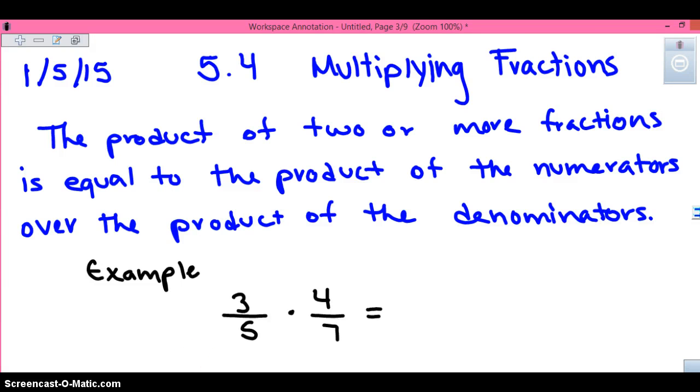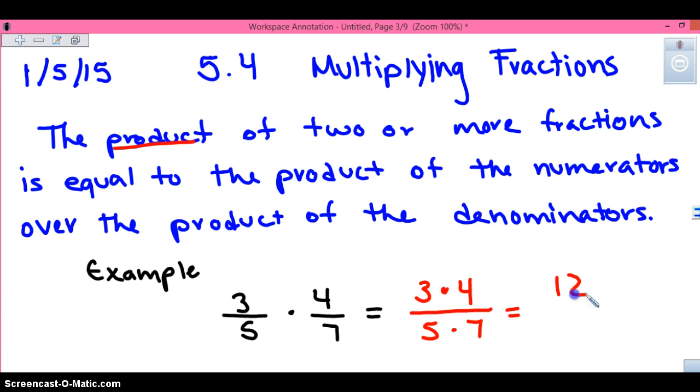Today we're talking about multiplying fractions. The product of two or more fractions is equal to the product of the numerators over the product of the denominators. The numerator is the number at the top of the fraction. The denominator is the number at the bottom of the fraction.